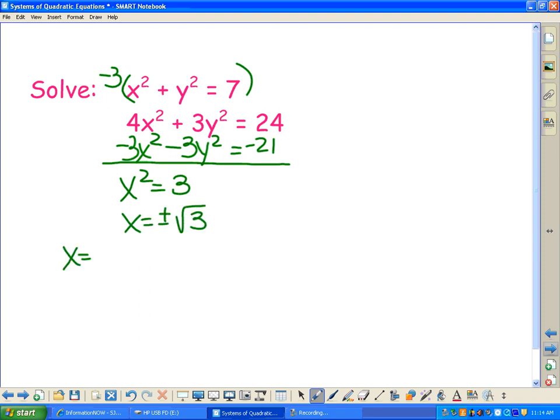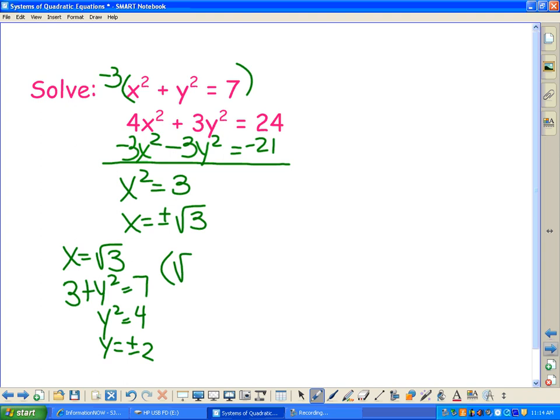Now, if x is positive root 3, put it up in here. Then you're going to end up with 3 plus y squared is equal to 7. So y squared is 4, and y is plus or minus 2. So my ordered pair is root 3 comma plus or minus 2. Right? That's really 2 points, isn't it? Root 3 comma 2 and root 3 comma negative 2.